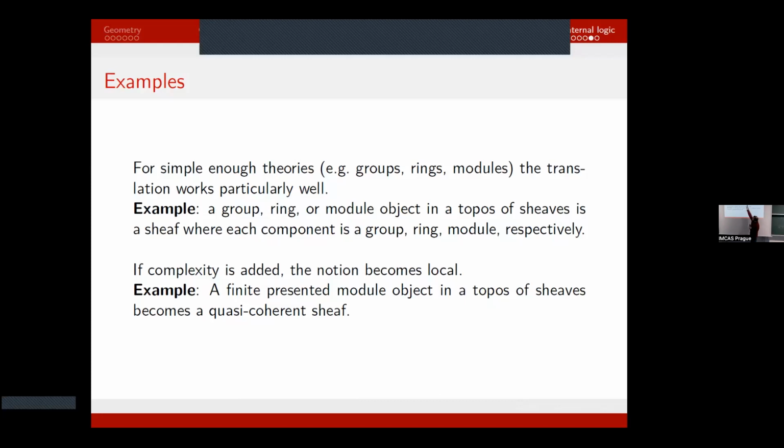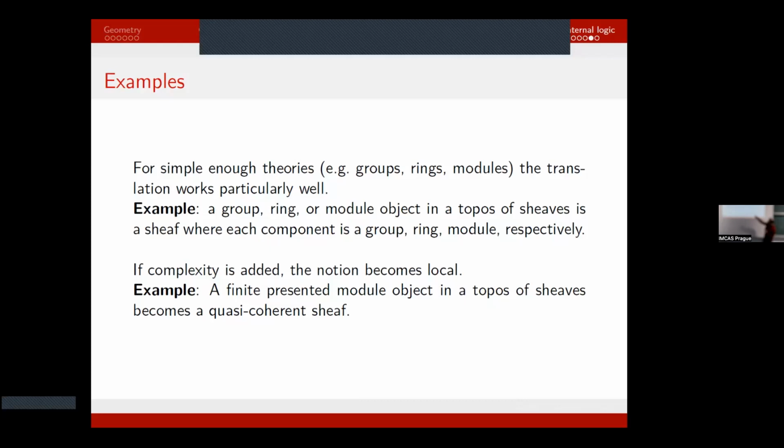So here the notion generalizes, but here the notion becomes local. Something that was true on every component is now true in Kripke-Joyal if and only if it's true locally. For instance, a finitely presented module object in a topos of sheaves becomes a quasi-coherent sheaf. But this is actually good news.